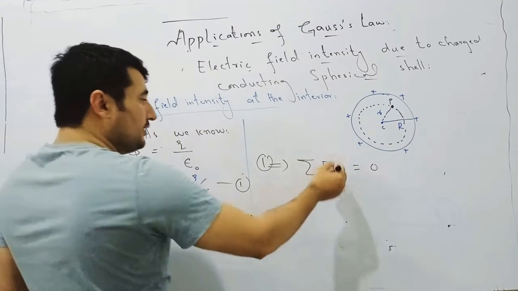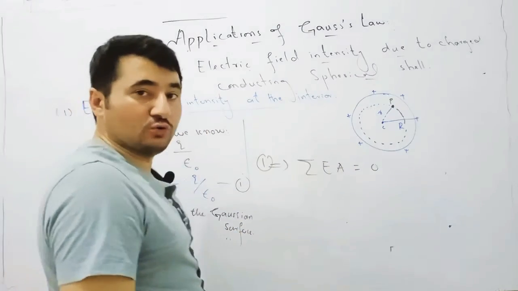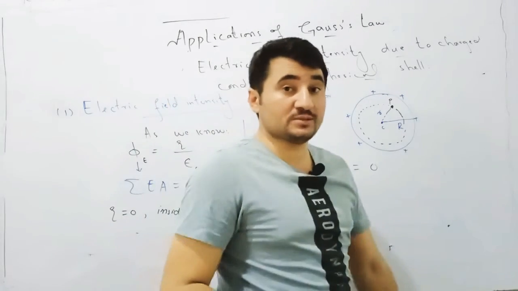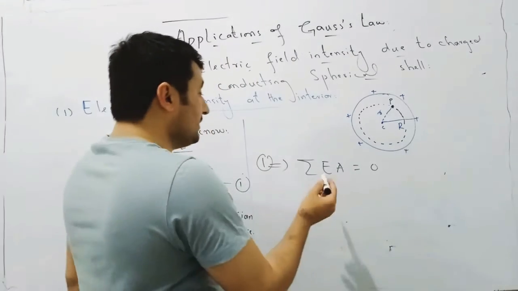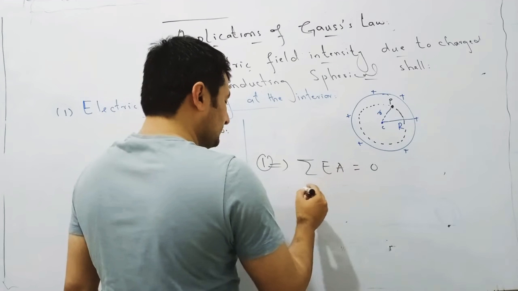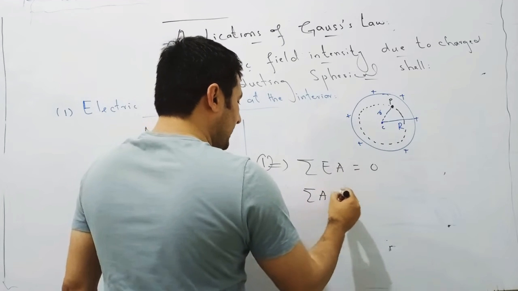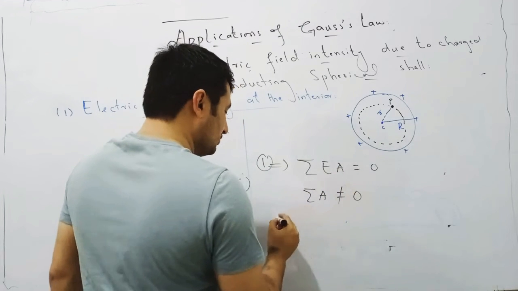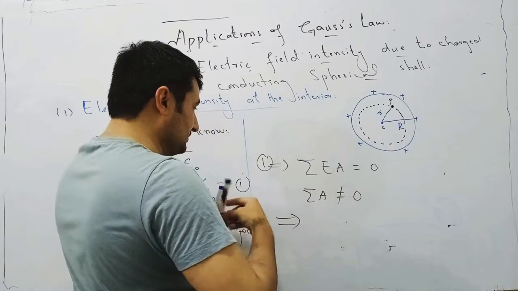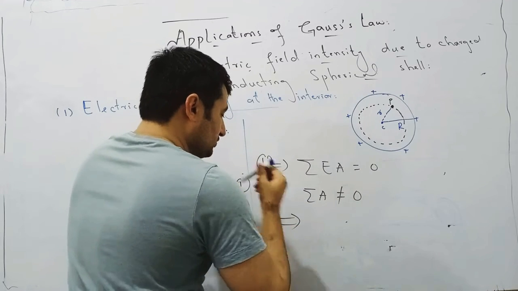Clear? Now the area is not equal to 0. You know the surface area of the sphere is 4 pi r square. This means the sum of this area is not equal to 0. So what does this imply? This means E equals 0.